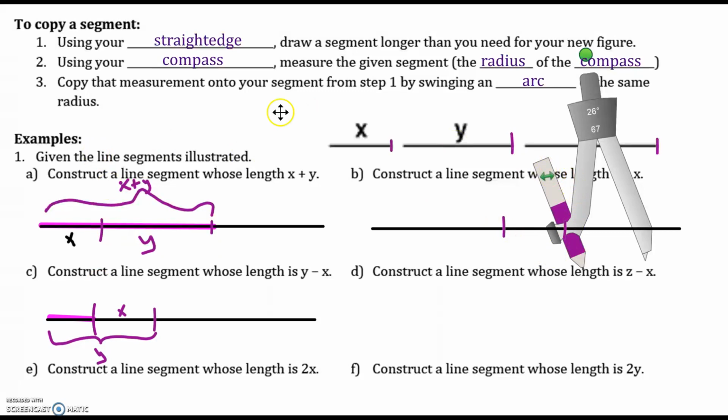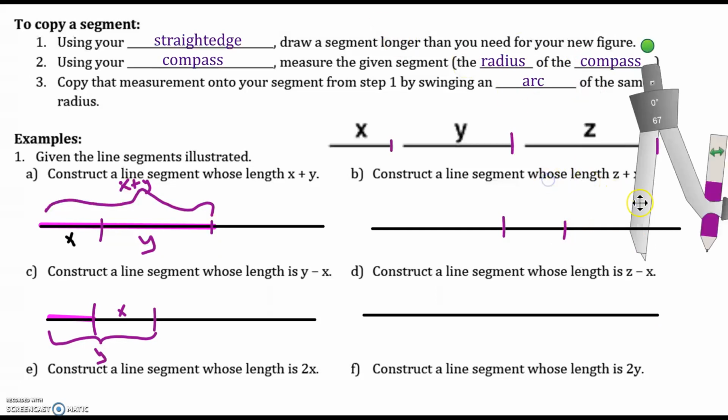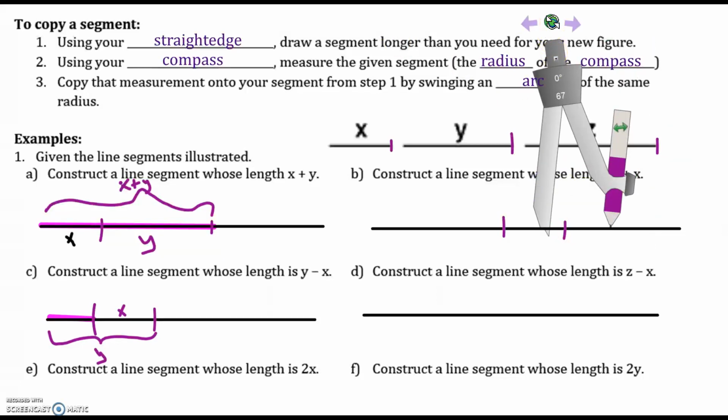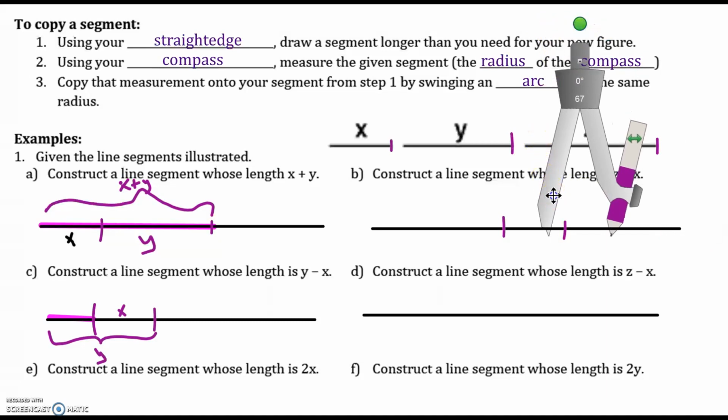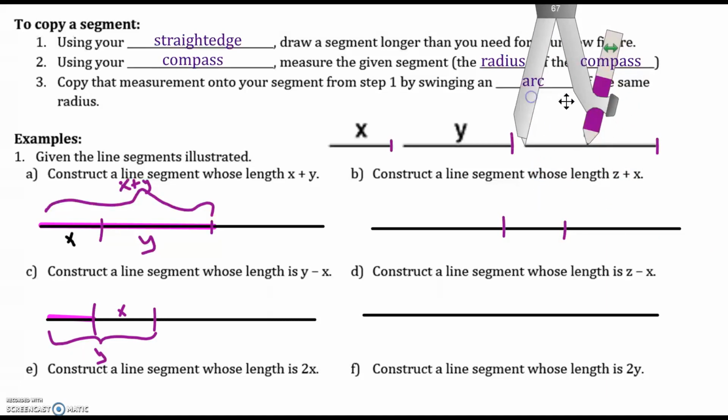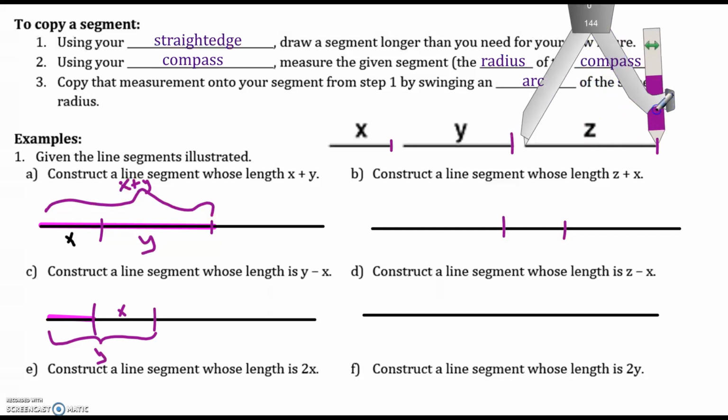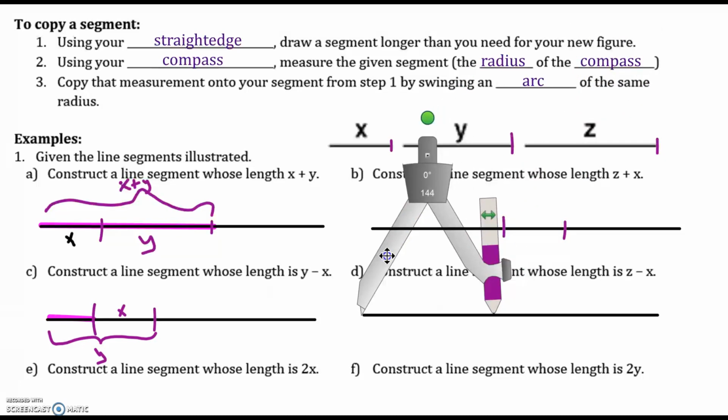Okay, so we're going to do the same thing for D. We're going to draw a segment, not in highlighter, and we're going to measure first z and then x and subtract them. So we're going back up to our originals, and we're going to measure how long z is. And we're going to bring that down to our answer line. And then we're going to measure x.